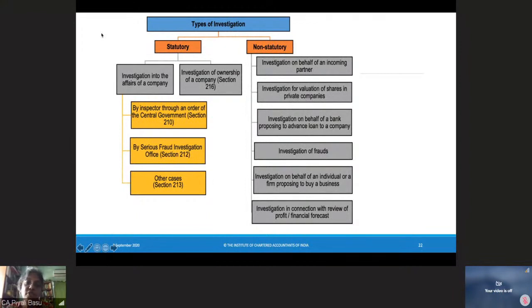It is also a central government department, called the SFIO, the Serious Fraud Investigation Office. They can also ask for an investigation under section 212 of the Companies Act, and in other cases it's 213. This is into the affairs of the company. And if it is related to the ownership of the company, to find out who is the owner, whose share, because it gets very mixed up and complicated in large organizations, right?